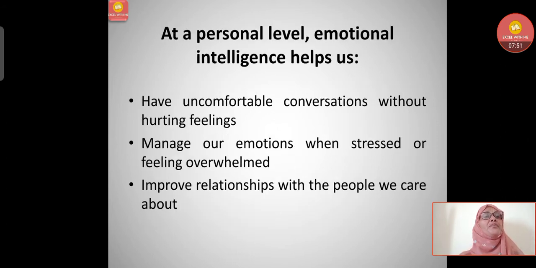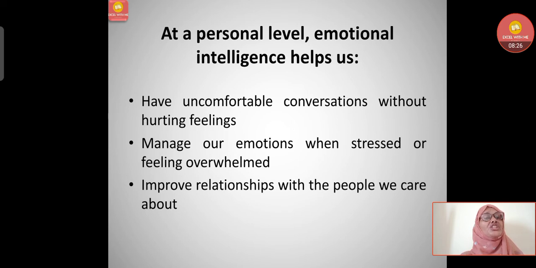At a personal level, emotional intelligence helps us have uncomfortable conversations without hurting feelings. Obviously, when we converse with other people, we should consider the feelings of others also, so that they will not get hurt by our conversation. Then managing our emotions when stressed or feeling overwhelmed. When we are stressed or overwhelmed, we should manage our emotions, and not go to extremes or deteriorate.